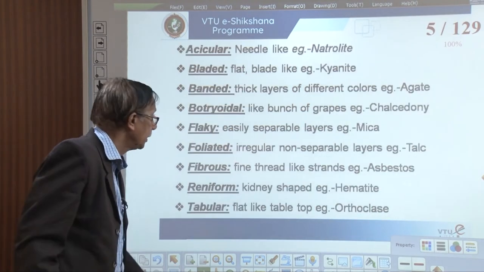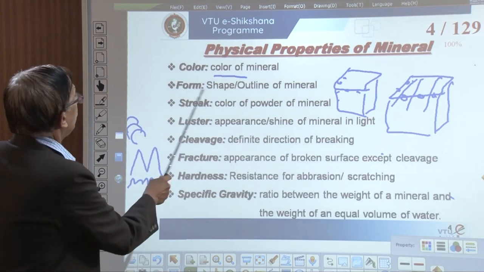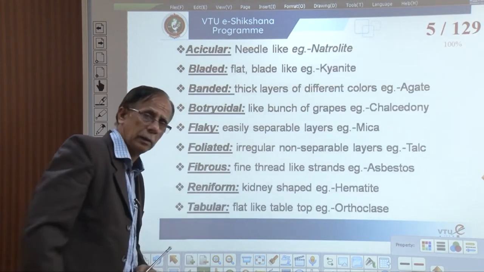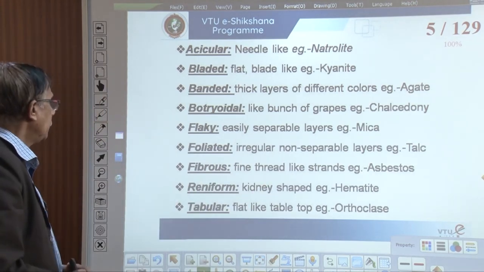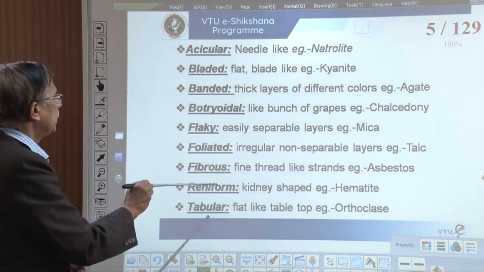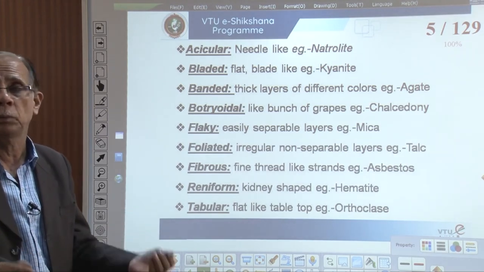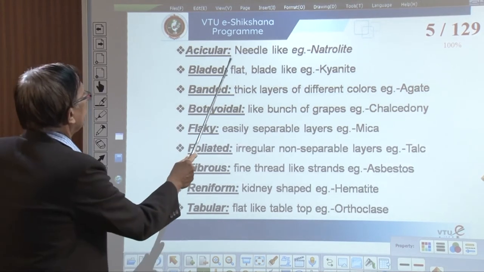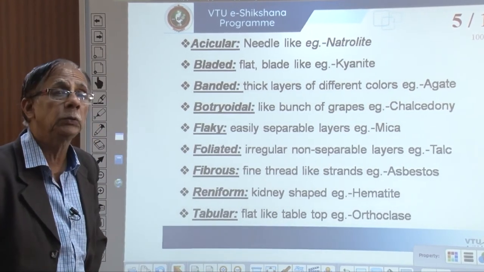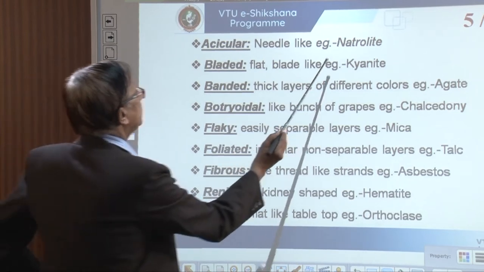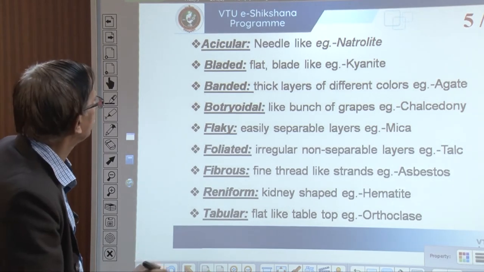Friends, let us go further. Yes, I have mentioned the form, the habit, the shape. In general, in the mineral kingdom, these are the habits and forms we most commonly find in minerals. Acicular, I show you the photograph, needle-like. A mineral called natrolite belonging to the zeolite family exhibits this kind of external habit, needle-like.